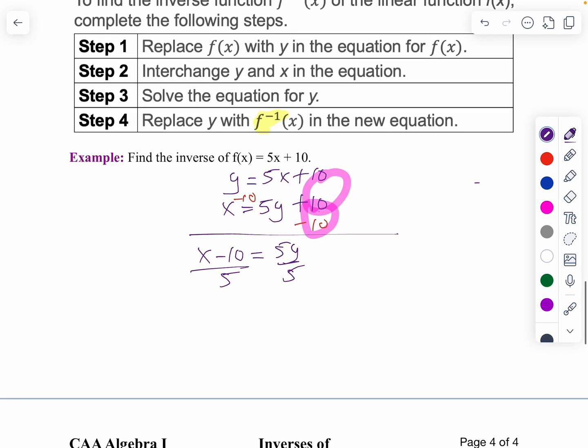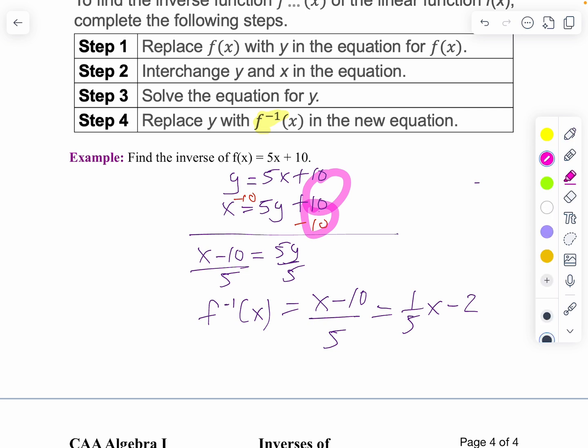Instead of writing y, I'm going to write f inverse of x equals x minus 10 all over 5. You could distribute that division if you wanted to. I'm not saying you have to. And I would say 1/5 x minus 2, because 10 divided by 5 is 2. I'm perfectly happy if you leave it in this form, x minus 10 over 5, because 5 doesn't really go into x. You're not really changing anything.